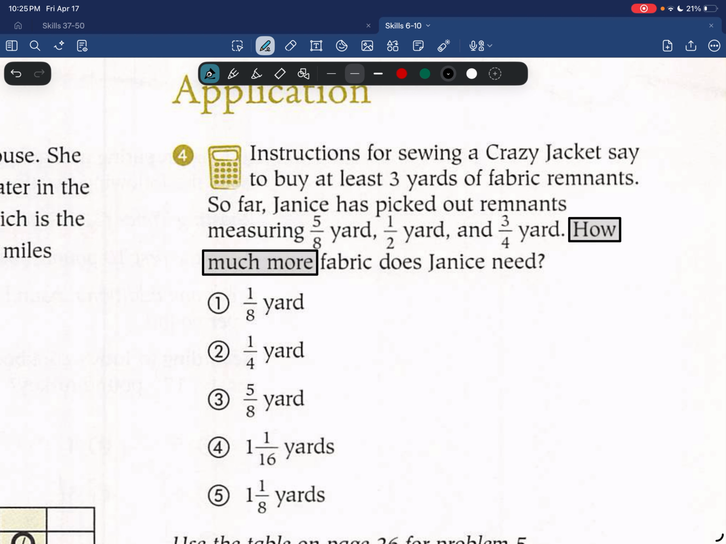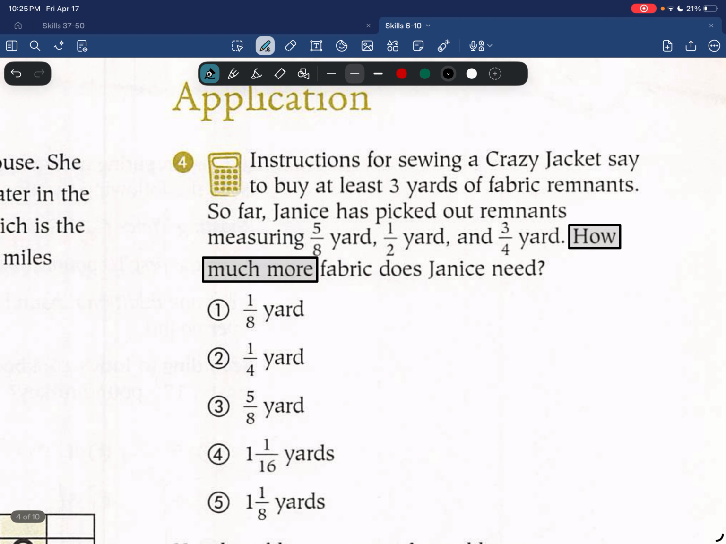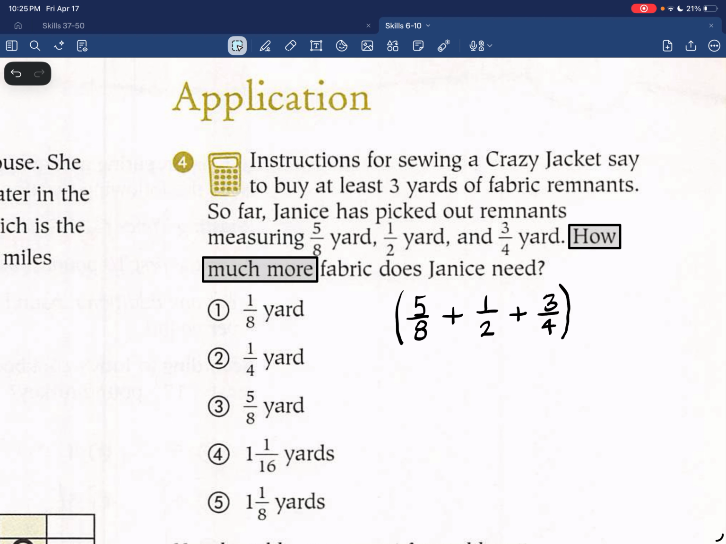This is a multi-step equation. You can use your calculator, so I am not going to work out the fractions longhand. I'm going to do it the way I do this and use decimals. So 5/8 plus 1/2 plus 3/4. That's how much Janice has.